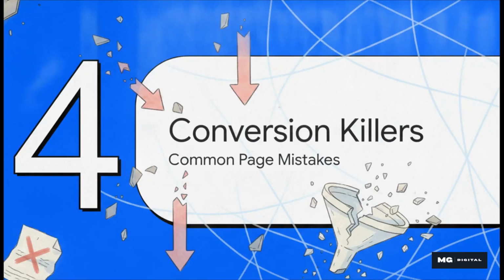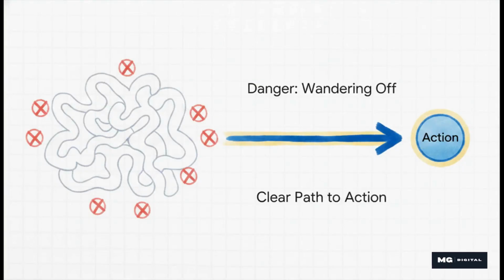Okay, let's pivot to Section 4, Conversion Killers, Common Landing Page Mistakes. Killer number 1, way too many links. Whatever you do, do not give your visitors a way to wander off. You really need to remove or heavily minimize your standard website navigation menu on a landing page. Giving a visitor multiple options just distracts them from the only thing they should be doing, taking your desired action.